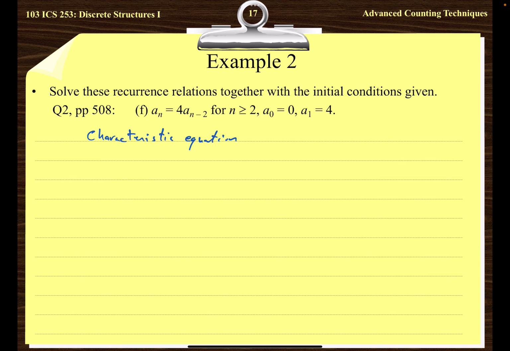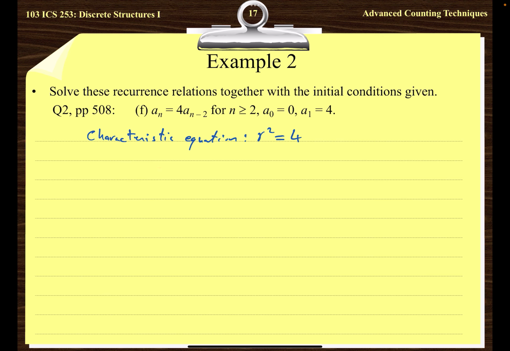Yes. R squared equals 4, right? There is no R term. Why? Because this is a_n minus 2, not a_n minus 1, right? This is a_n minus 2. So basically the coefficient of a_n minus 1 is what? It is 0. So this is still a linear homogeneous equation of degree 2.